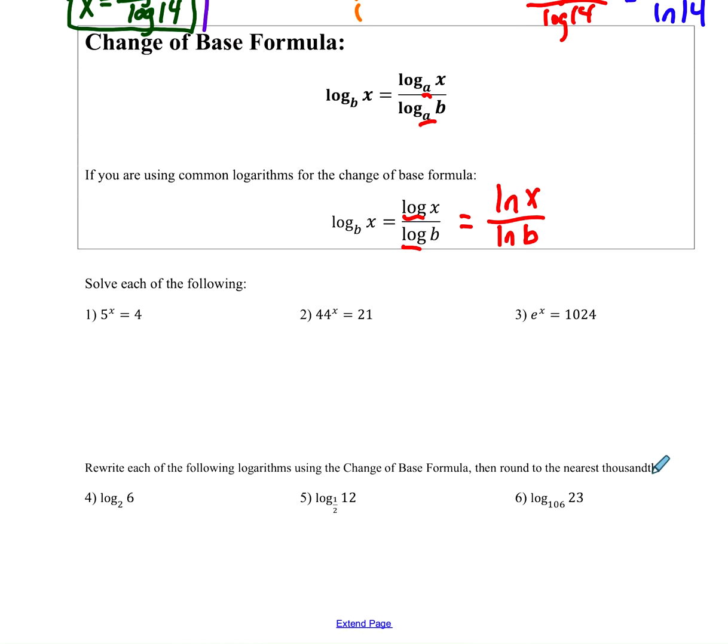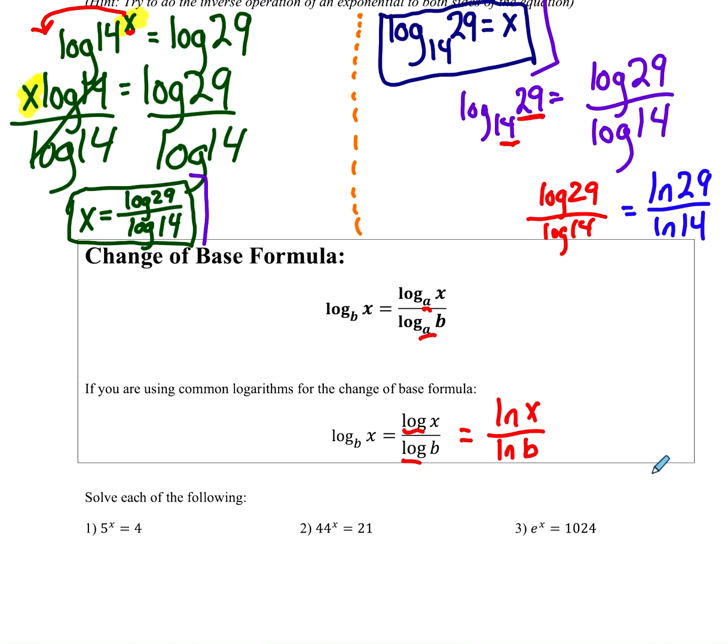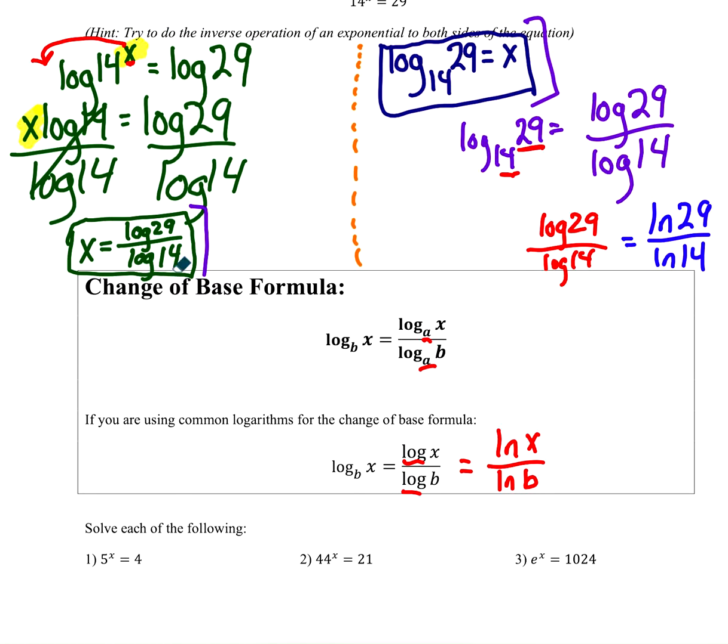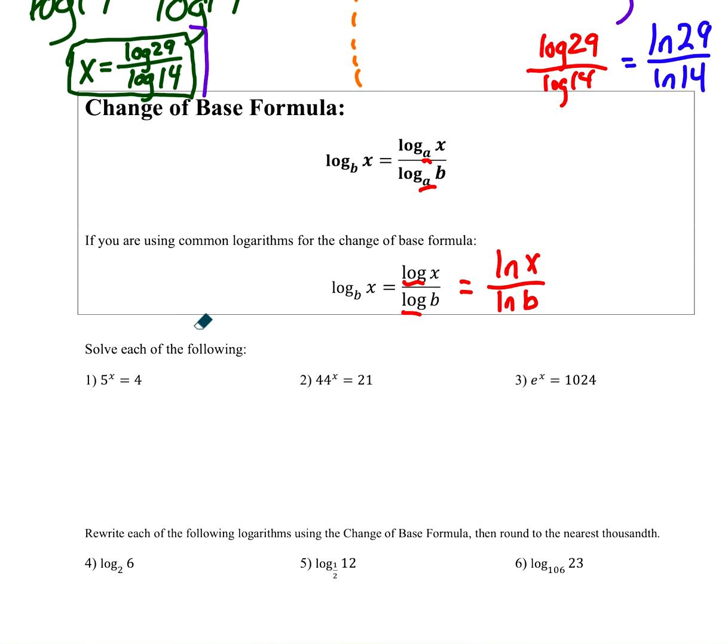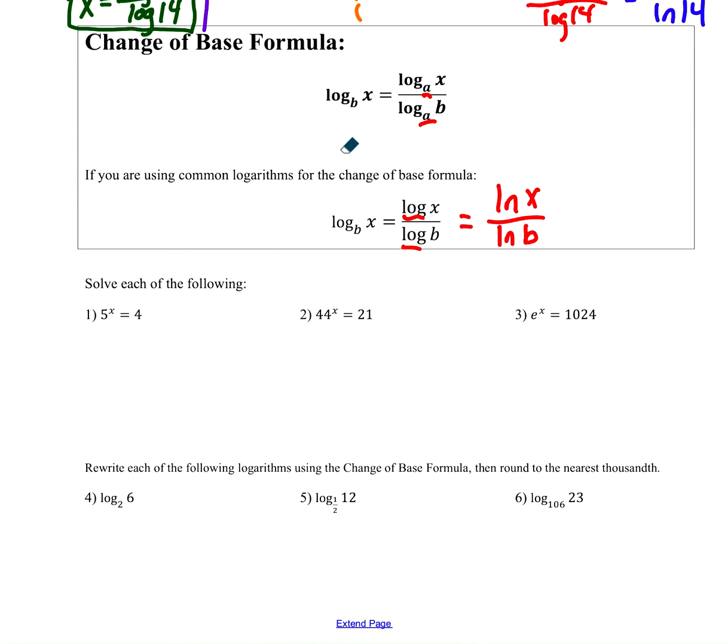I want you to solve 1, 2, and 3 like we did up here using the change of base formula. So pause the video if you haven't, take 3 to 5 minutes and do that. I'll show you the answers when you play the video.